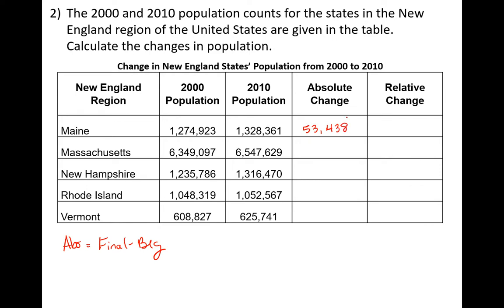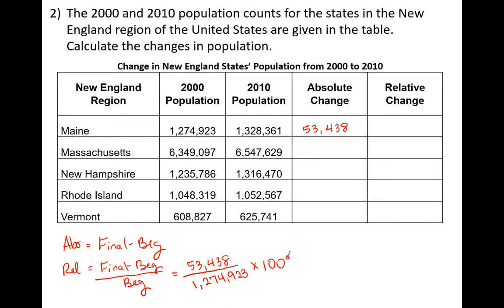Let's do all the absolute change. So 6,547,629 minus... okay, well, let's not go on. Let's go ahead and do relative change first. To get relative change, we're going to do this absolute change, this final minus beginning, and we're going to divide it by the beginning amount. So I'm going to take this, in this case, the 53,438, and I'm going to divide it by 1,274,923. That was the beginning amount. I'm going to multiply it by 100. I'm going to make it a percent.